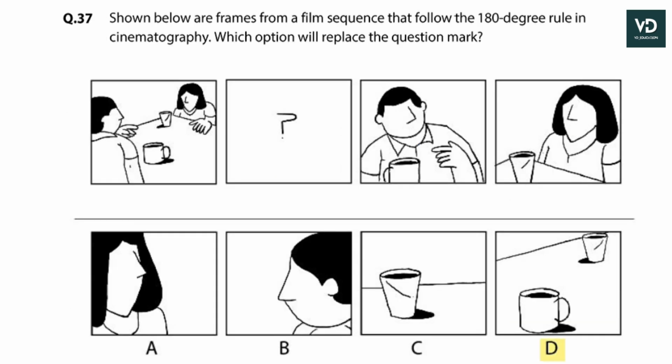Question number 37. Shown below are the frames from a film sequence that follows the 180-degree rule in cinematography. Which option will replace the question mark? The correct answer is D, because they have provided a view of two persons with two objects. Then they will go through the object as a center. Then they will focus on the one person with the object and the second person with the object. So the correct answer is D.